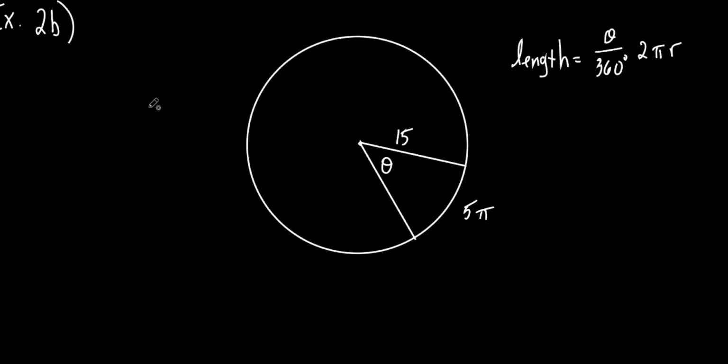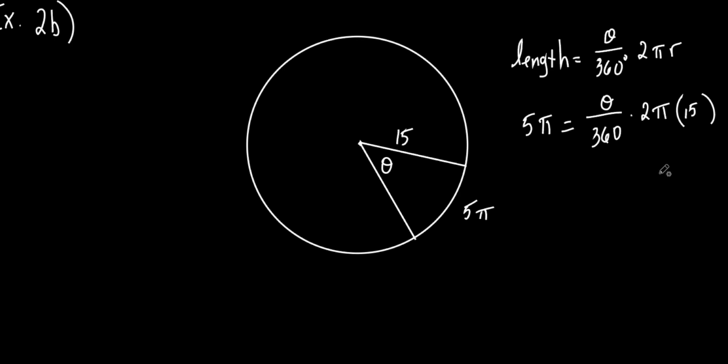So what is the length of this arc? What they tell you is the length of the arc. It's 5 pi, so let's put a 5 pi right there. Equals theta. Do I know theta? No, so I keep it. Theta over 360 times 2 times pi times r. What's the r? It's 15, so I'll put in the r. And what do we have to solve for? Solve for theta, that's right. Okay, so let's do that.